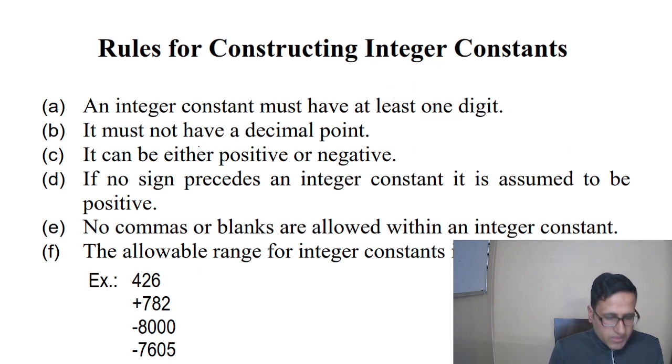Second point is it must not have a decimal point, because it is an integer. It cannot have a decimal point, meaning it could not be 2.3. This decimal is not allowed in the case of integer constants.